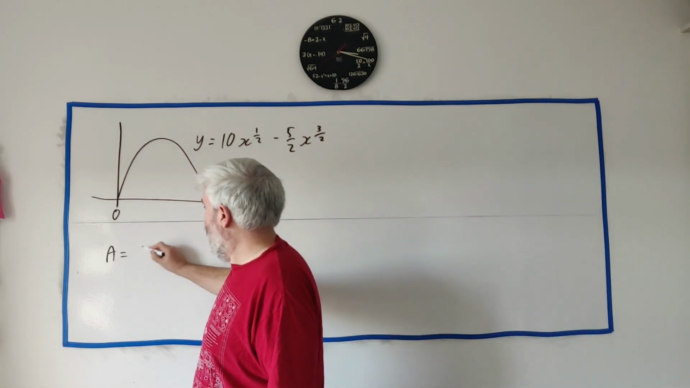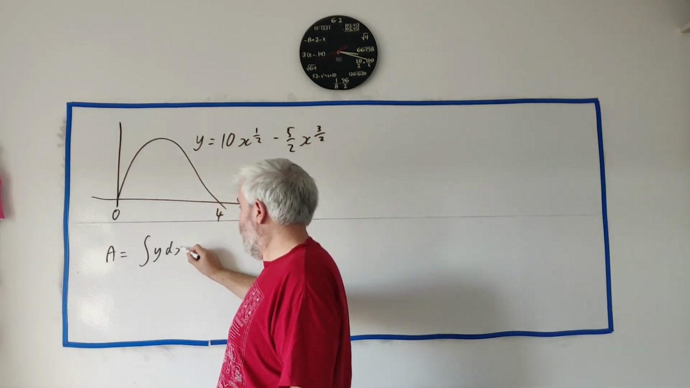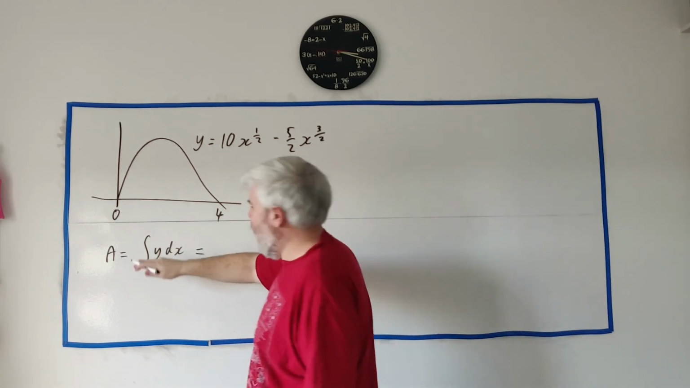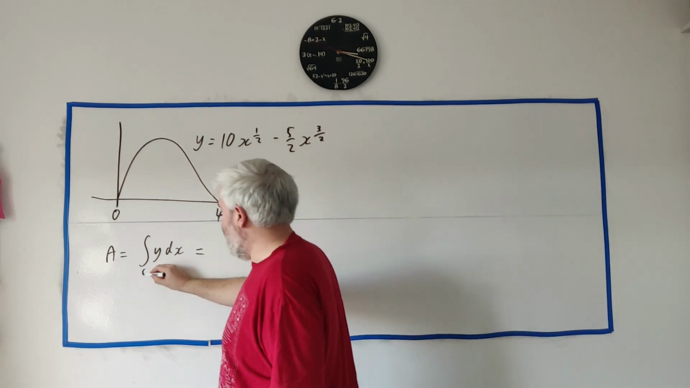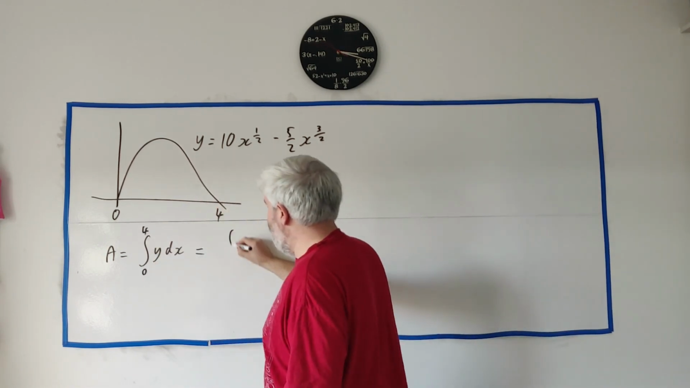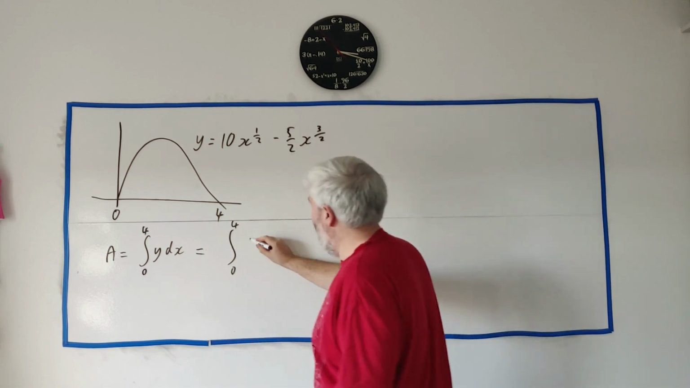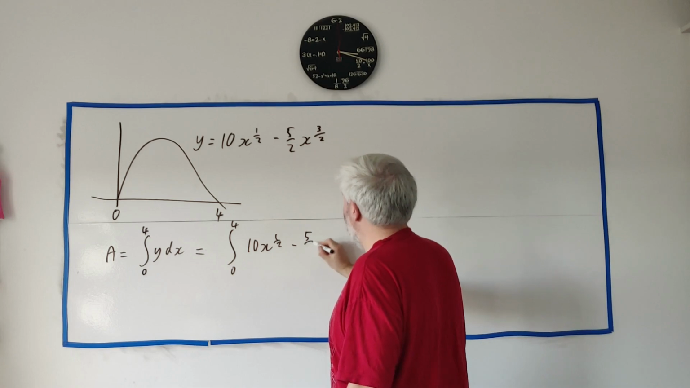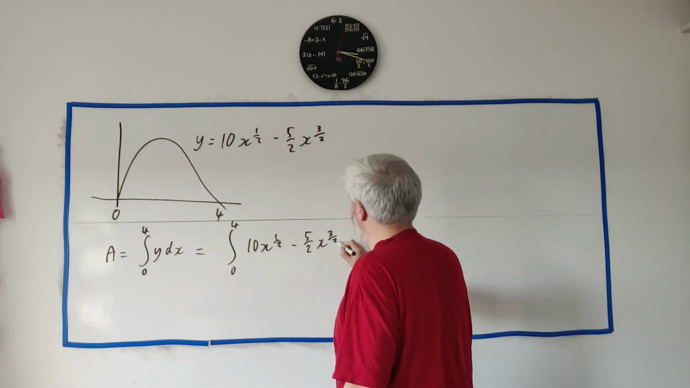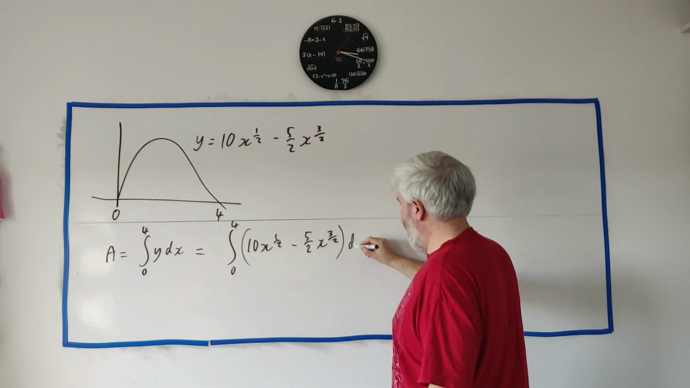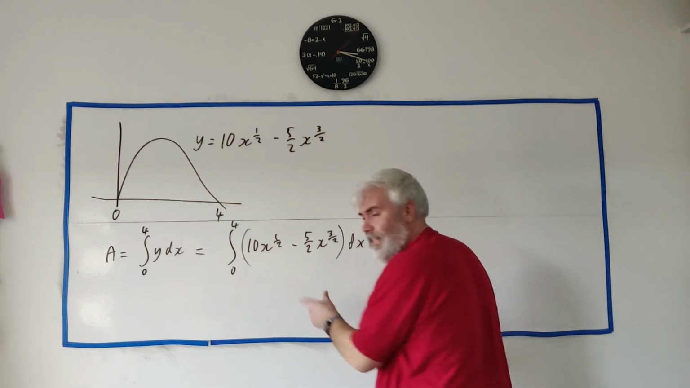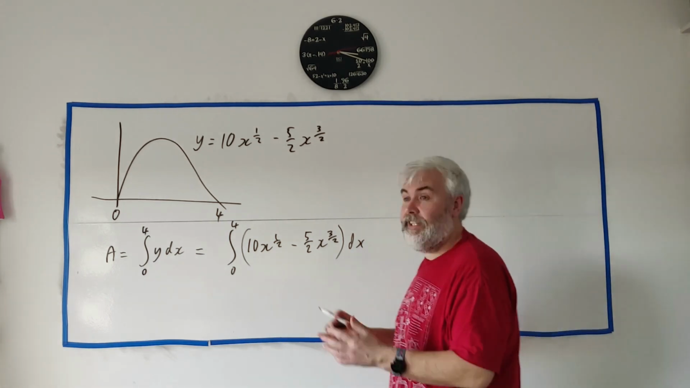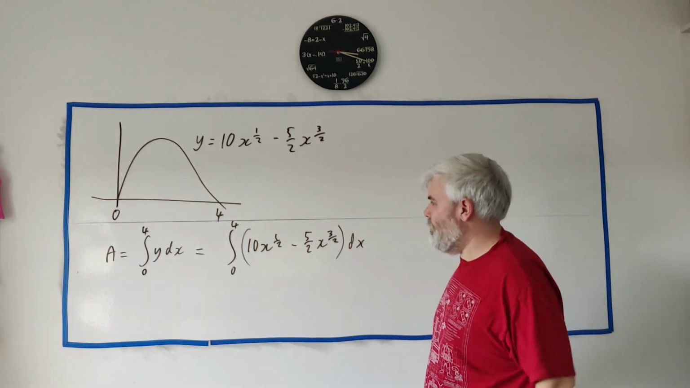The area is equal to the integral of y dx. That's it. This is y up here, between whatever 2 points we want. In this case, between 0 and 4. So this is equal to the integral between 0 and 4 of 10x to the half minus 5 over 2 x to the power of 3 over 2, and all of this dx. You can do each of these separately, or we can do them together. They don't multiply, they don't cross-contaminate each other. So we can do this all in one go.